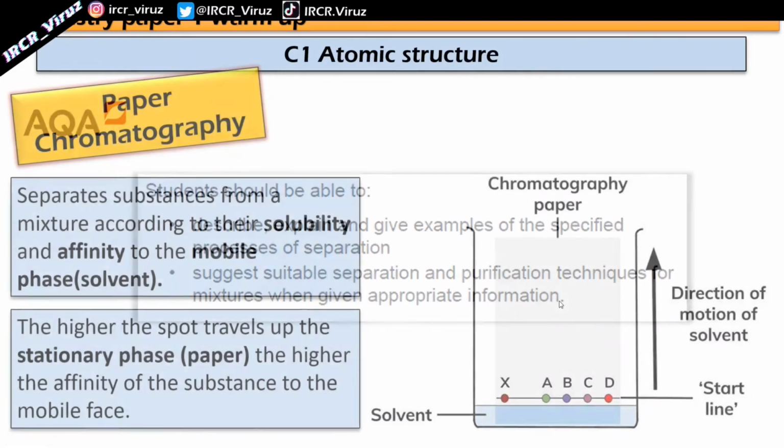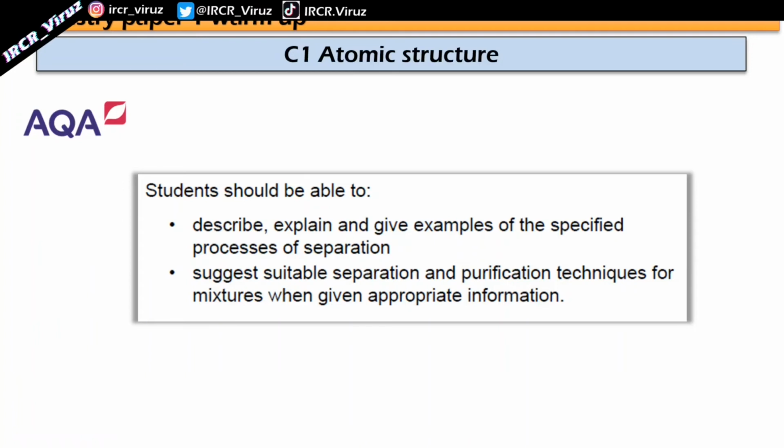Okay, right. Students should be able to describe, explain and give examples of specific processes of separation, and suggest suitable separation and purification techniques for a mixture when given appropriate information. So two things that you might get here in regards to practicals: they might ask you how the fractional distillation of alcohol and water works, and they might ask you how to separate dry salt crystals from rock salt. You might want to explain the process, and that could very well be a 6-mark question if you're doing foundation. You might even be given a diagram to work with.